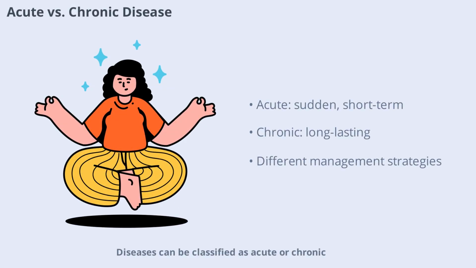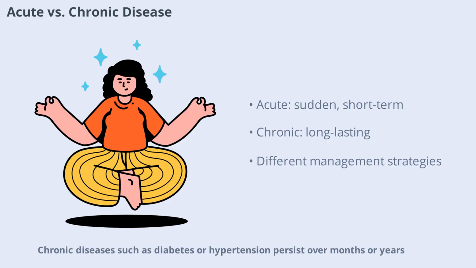Diseases can be classified as acute or chronic. Acute diseases develop suddenly and last a short time, like the flu. Chronic diseases such as diabetes or hypertension persist over months or years. The pathophysiology of acute and chronic diseases differs, influencing how they are managed. Acute illnesses often require rapid intervention, while chronic conditions need ongoing care and monitoring. Recognizing the difference helps tailor treatment plans for each patient.